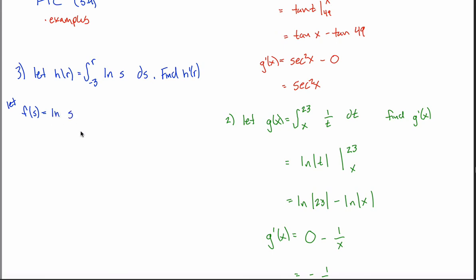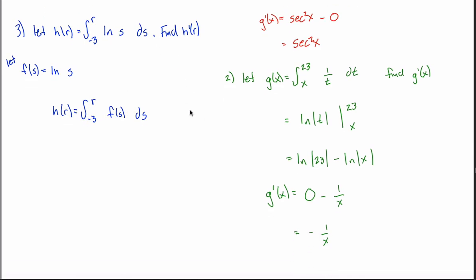Let's do this substitution. If we do that, then h of r is equal to the integral from -3 up to r of f of s ds. Right? If natural log of s is just f of s, I can change this into this. And now it'll turn out that I can find h prime of r. And you're like, well, how is this going to work? Trust me. We can use the evaluation theorem on this thing.